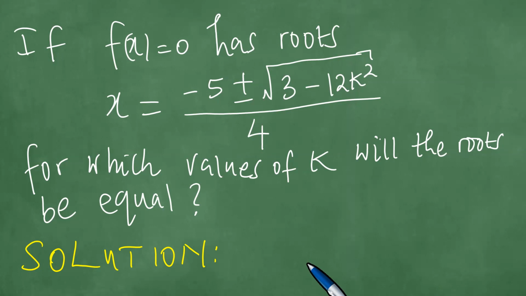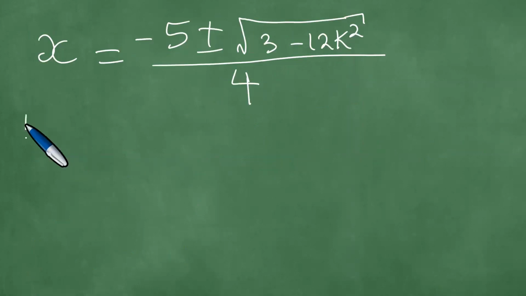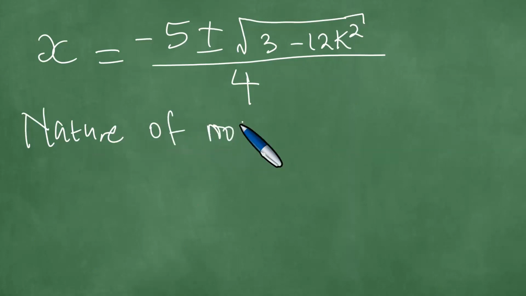Okay. How far? Anyone? Are you able to see the question or not? So delta should be equal to 0. Delta should be equal to zero. Good. So delta should be equal to zero because we're looking for the nature of roots, focusing on the nature. Nature of what? Of roots.